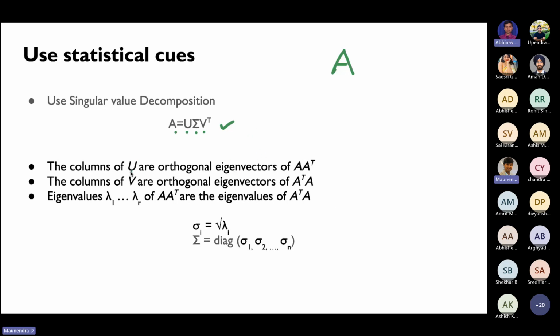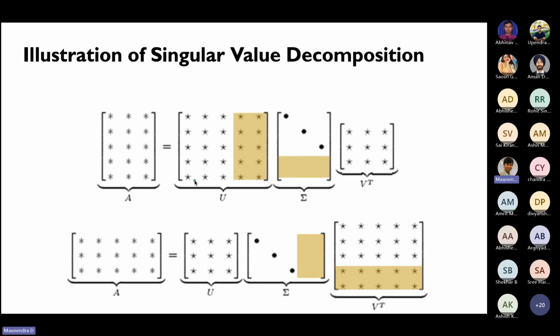Now, we see that there are 3 things: U, then there is sigma, and then there is V transpose. We already have a diagram here. So A equals U sigma V transpose. Now suppose A is a matrix of dimensions m cross n. Can you tell what will be the dimensions for U, sigma, and V transpose?